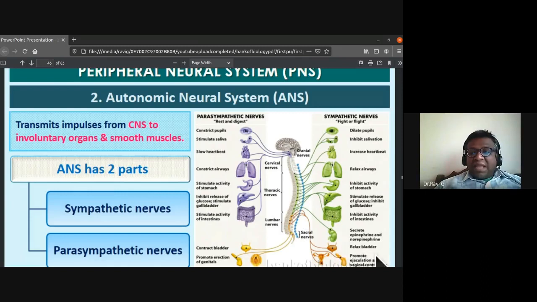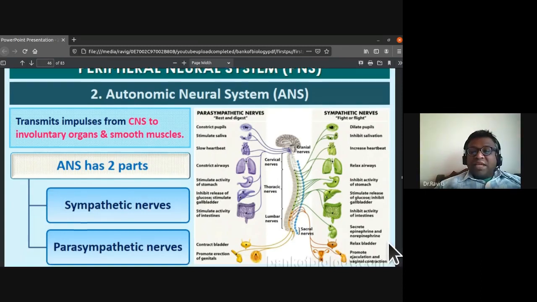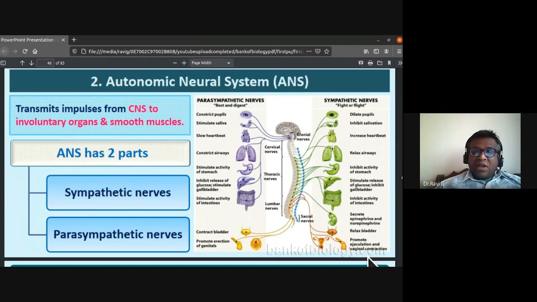They relax the bladder, promote ejaculation and vaginal contraction. So these are the roles of the sympathetic nerves. They act in emergency conditions, the fight, flight, or fear conditions. These are the conditions that you noted.